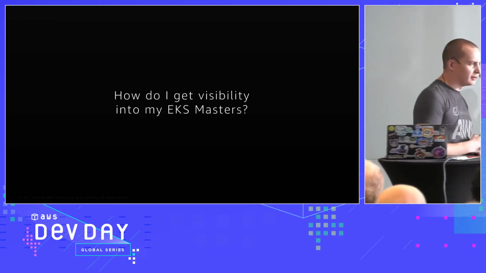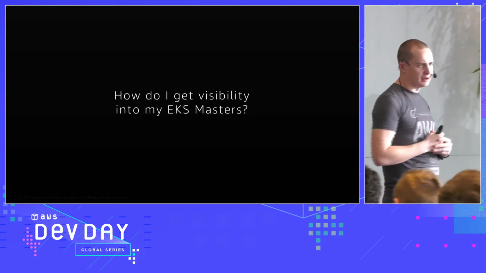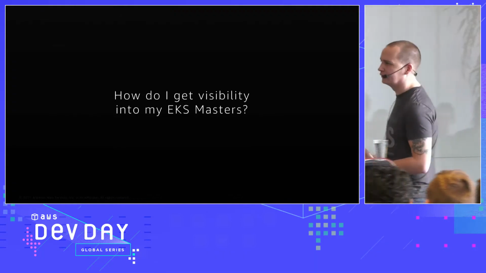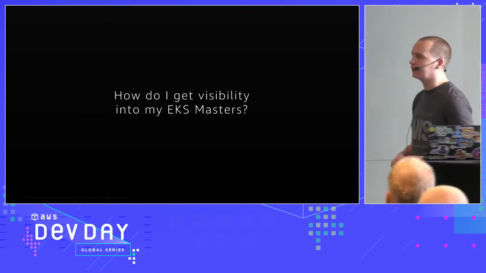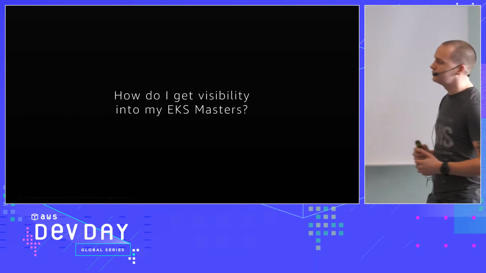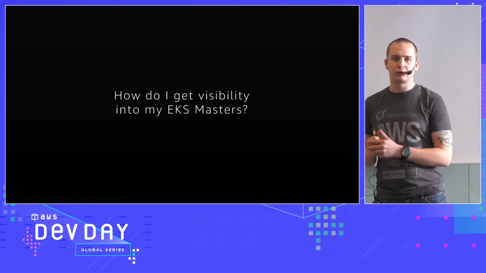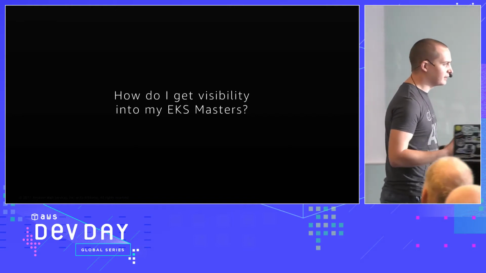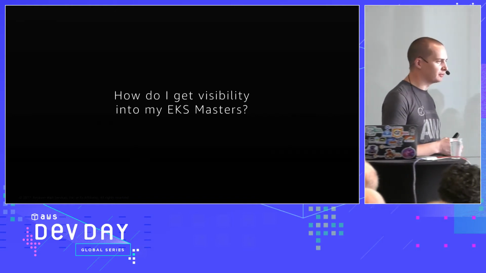Next question a lot of people ask is, how do I get visibility, right? This is a managed service. Managed service normally comes with a balance of convenience versus control, etc. So what can I actually do with these master nodes? You're not going to be able to SSH into them. There'll be no way to actually SSH in and get a terminal on these master nodes, for example.